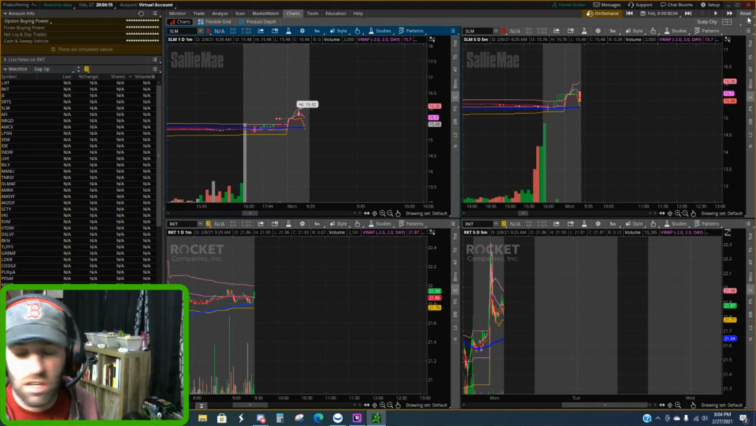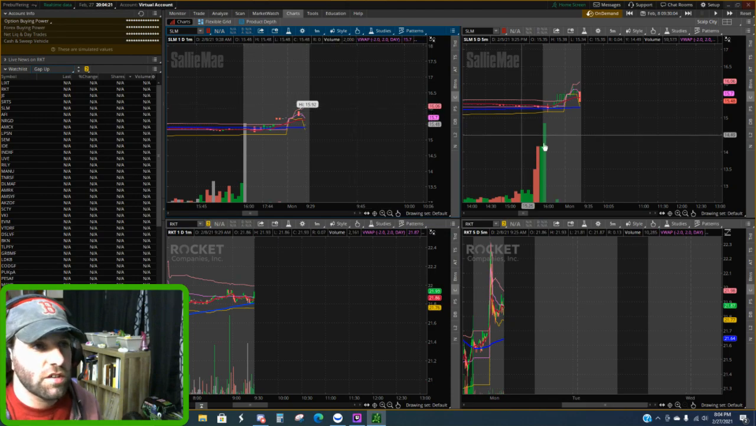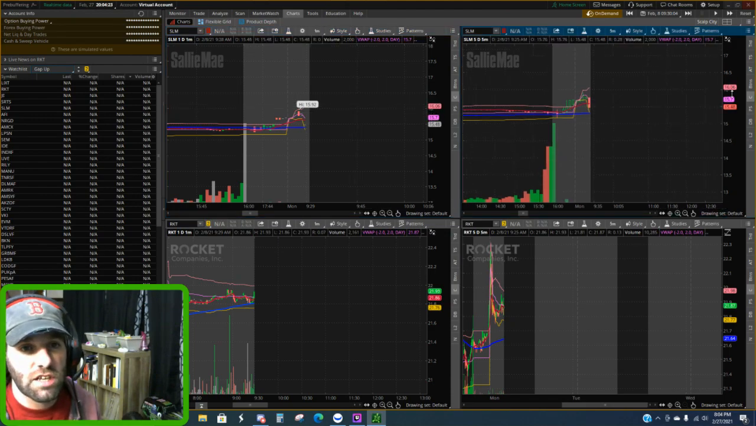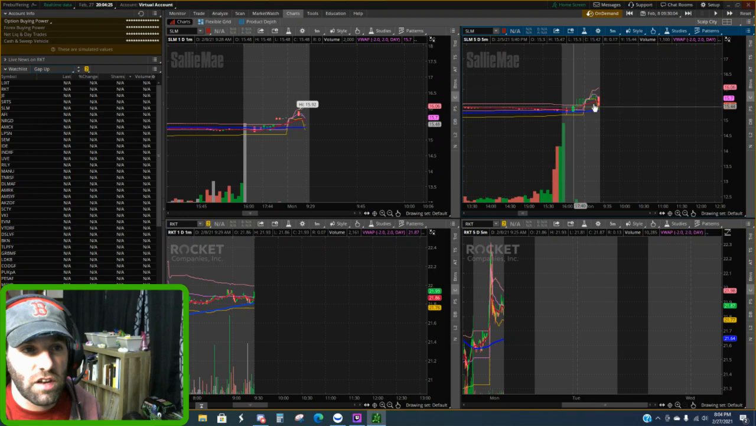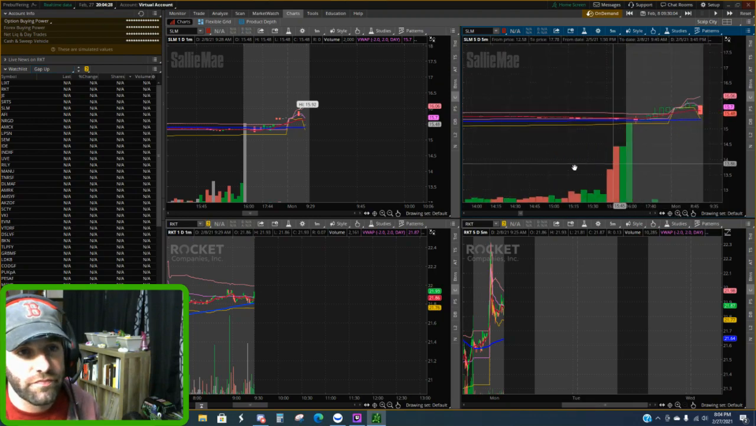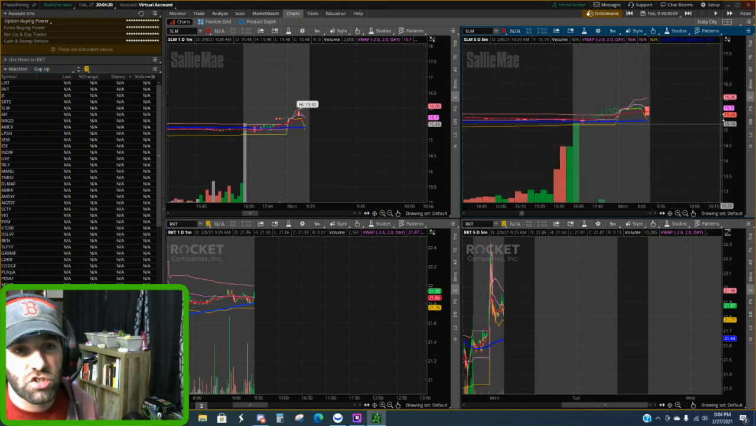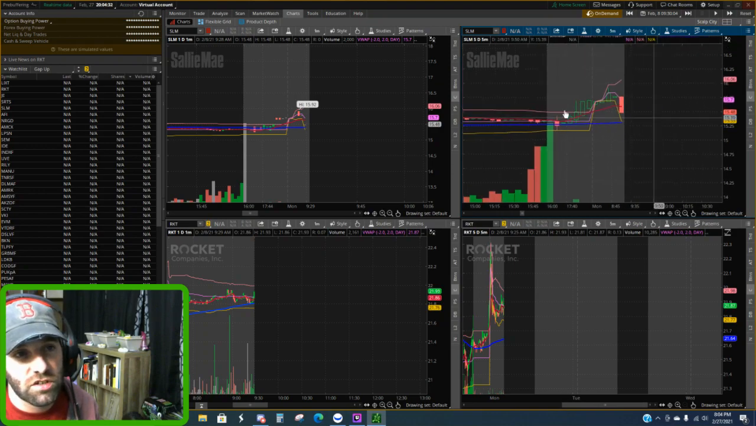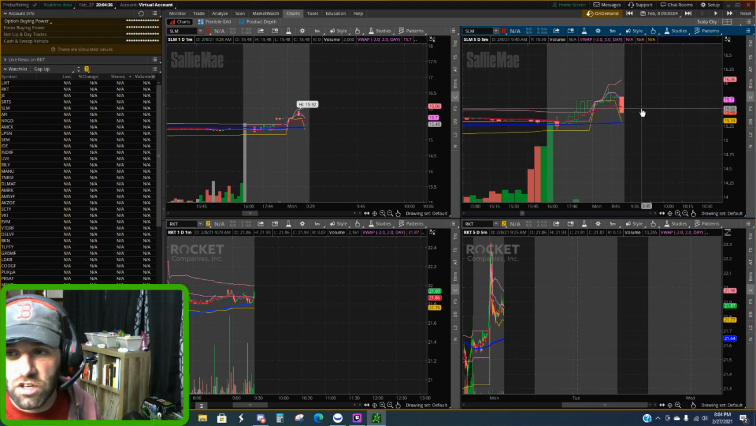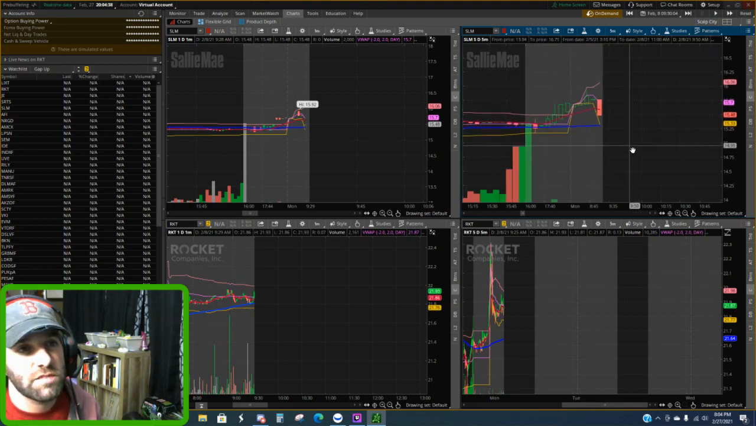Right now, if you look, I have 1 minute and 5 minute charts up. The 1 minute chart is regular candles. The 5 minute chart is Heikin Ashi candles. This helps me to identify a trend. It helps me to stay in a trade when I need to stay in a trade so I don't get out too early, and it helps me to get out of a trade when it's going against me.